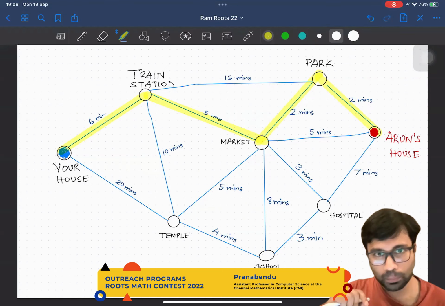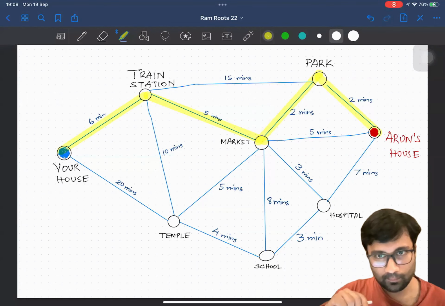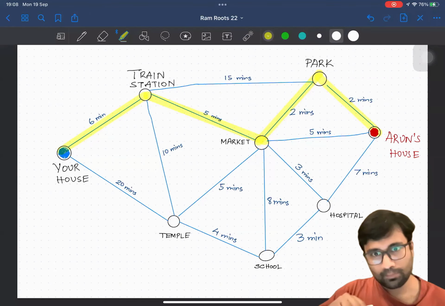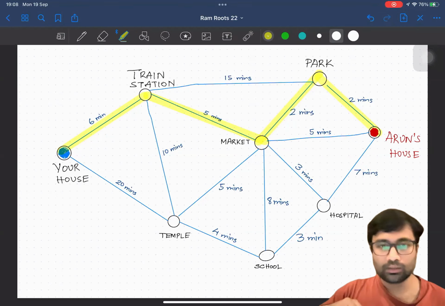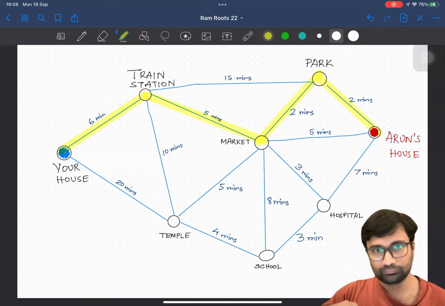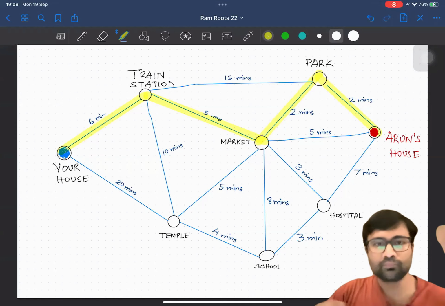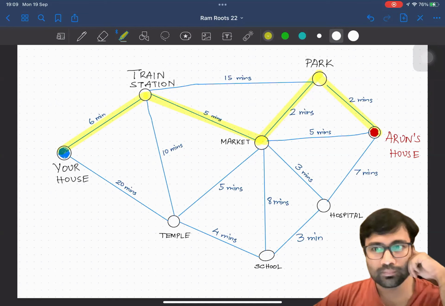Because from our house there are two routes, 6 minutes and 20 minutes. The lower time is 6 minutes, so I chose that path. Then from the station there are three routes, 10 minutes, 5 minutes, 15 minutes. 5 minutes is lower, so I chose that path. And from the market to Arun's house is 5 minutes, but from the market to the park is less time, so I chose that path. And from the park to Arun's house, 2 minutes.